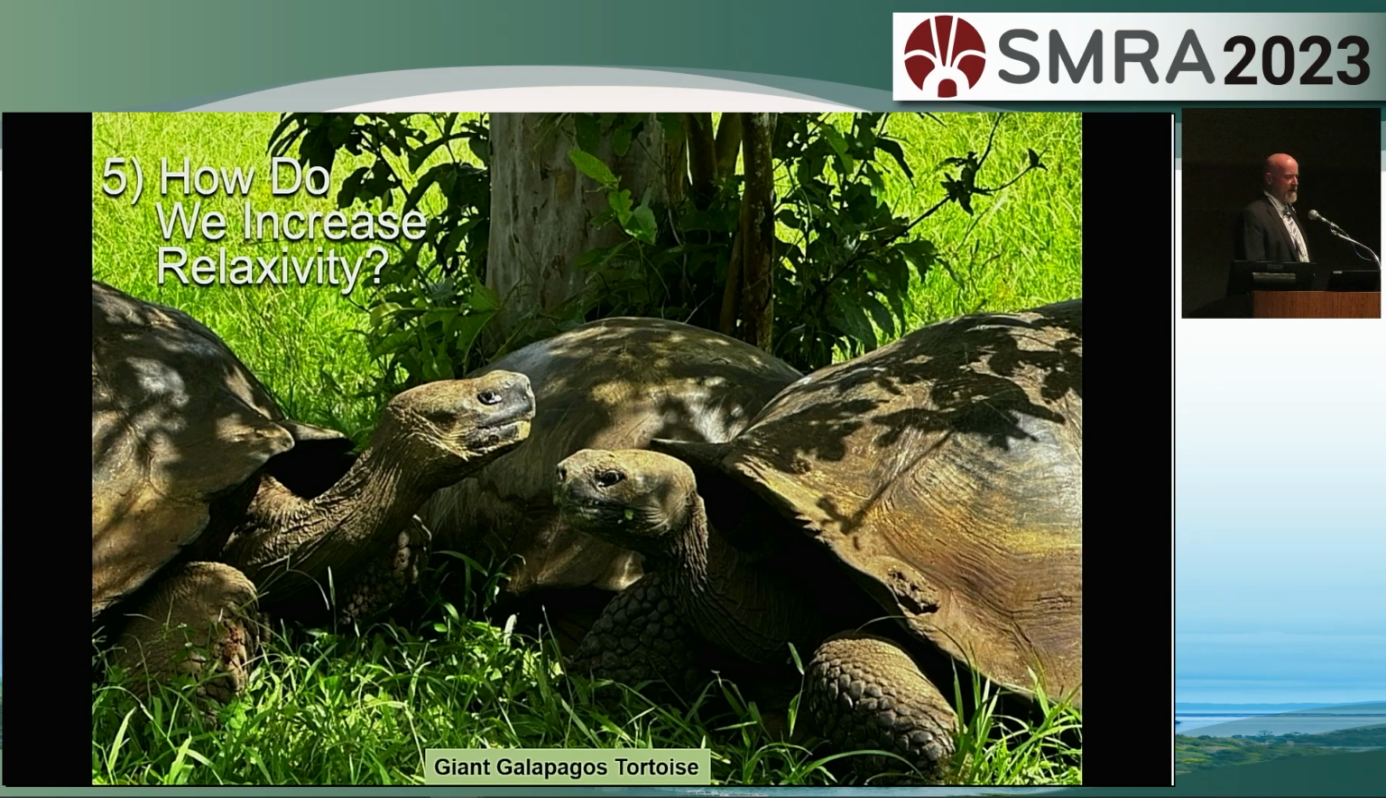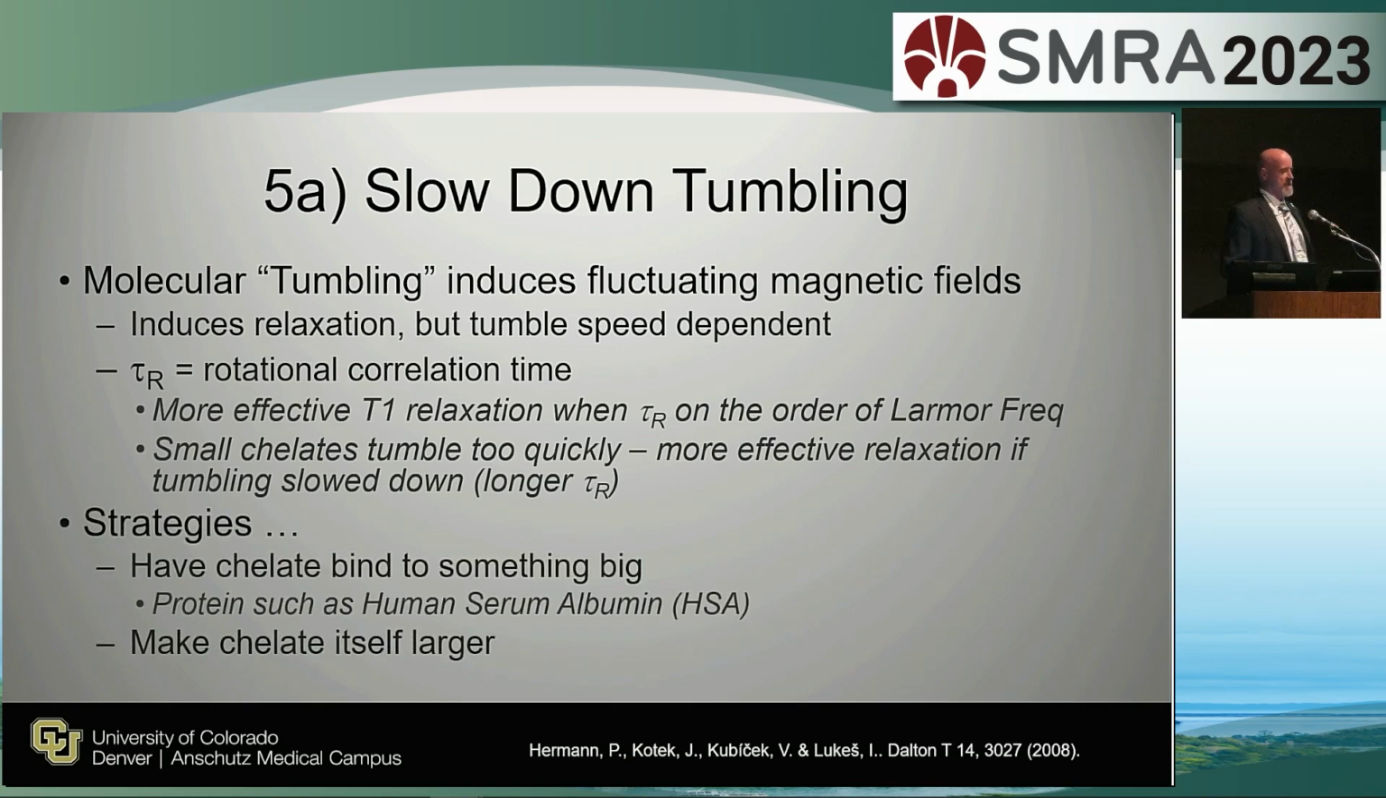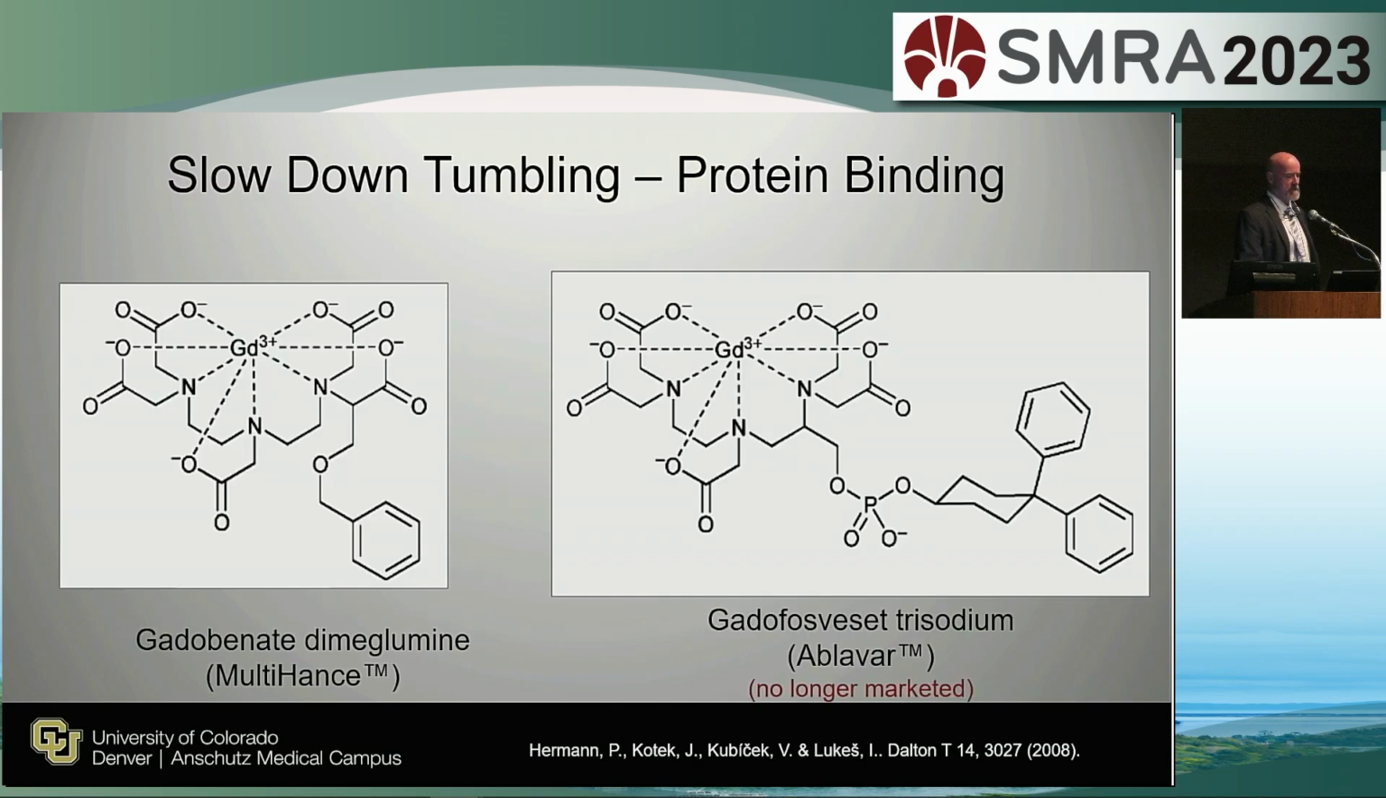So let's talk about how you might increase relaxivity. I mentioned that tau r for a typical sized chelate that we use is not optimal, and it turns out if you can get that relaxation rate similar to the Larmor frequency, you will be more efficient at relaxing protons. And as I mentioned, these small chelates tumble a little bit more quickly. So what can you do about that if you're designing a molecule? Well, we've dealt with this before. You can bind your chelate to something big, like human serum albumin, or you can just make the chelate itself bigger to try to slow down that tumbling.